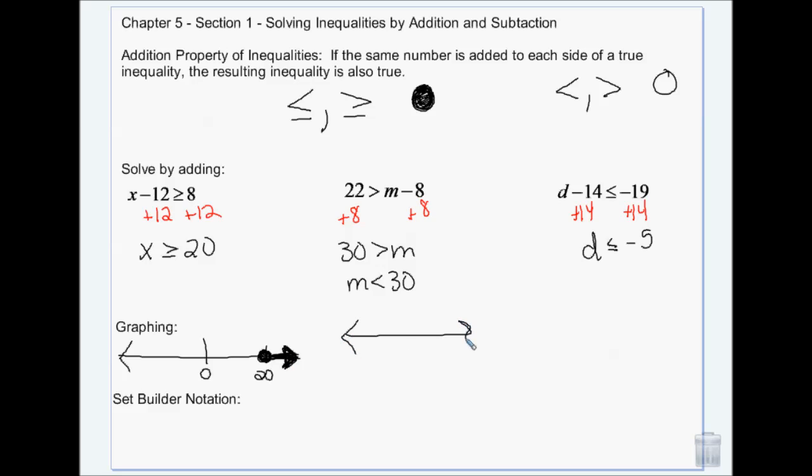If m is less than 30, again, I'm going to put a 0. I'm going to put 30 on the correct side of 0. I have just a less than, so I'm going to put an open circle. The side of the circle that has numbers less than 30 is on the left, so I'm going to shade the left. Now, if your variable is on the left and the number is on the right, the arrow will point to the direction that you shade. But if you have a situation where 30 is greater than m, it doesn't point in the right direction.